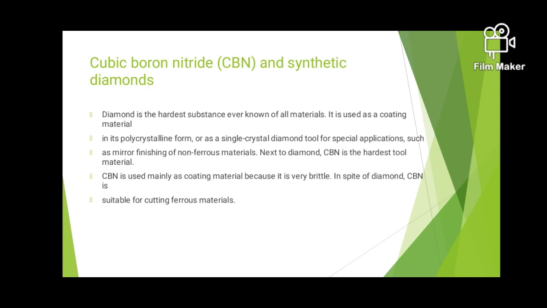Cubic boron nitride, CBN, and synthetic diamonds. Diamond is the hardest substance known among all materials. It is used as a coating material. It is also used as polycrystalline, or as a single crystal diamond tool for special applications such as mirror finishing of non-ferrous materials. Next to diamond, CBN is the hardest tool material. CBN is used mainly as a coated material because it is very brittle. Unlike diamond, CBN is suitable for cutting ferrous materials.